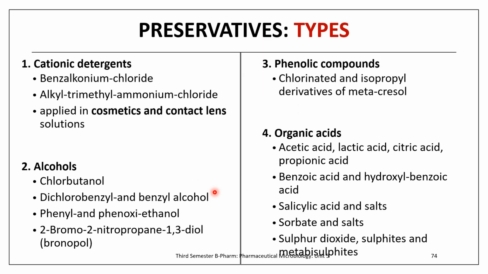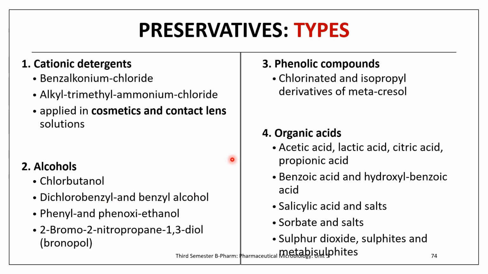Now these are the classifications of preservatives. We can classify preservatives mainly into four based on their chemical nature. Cationic detergents like benzalkonium chloride, alkyl trimethyl ammonium chloride. These are mainly used in cosmetics as well as contact lens solutions. And other examples of preservatives are alcohol, chlorobutanol, dichlorobenzyl and benzyl alcohol, phenyl and phenoxyethanol, 2-bromo-2-nitropropane-1,3-diol or bronopol.